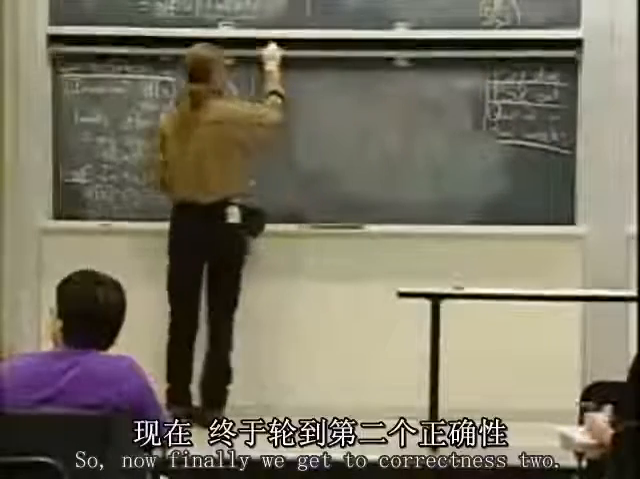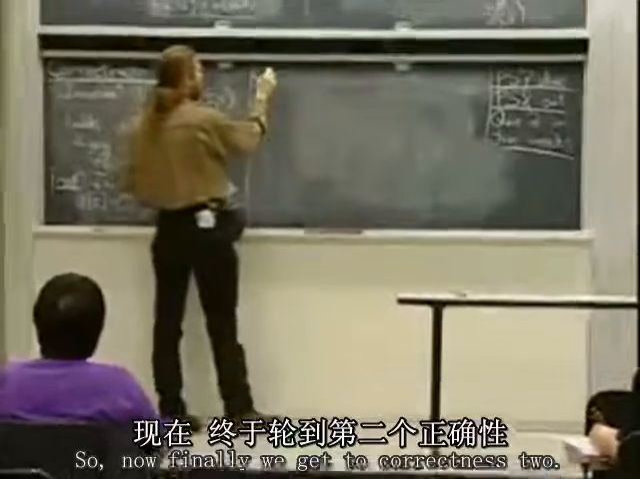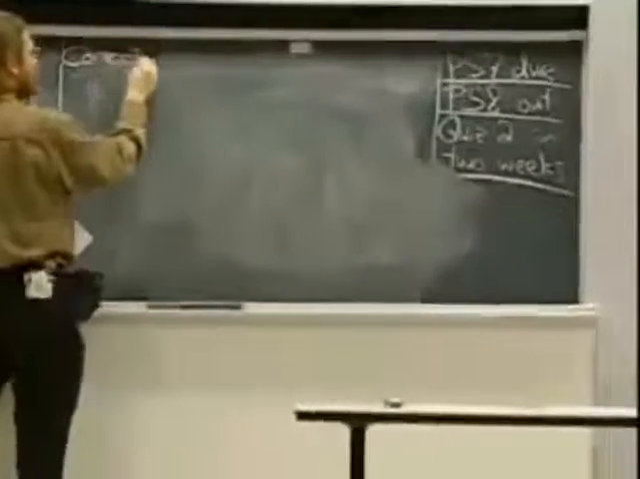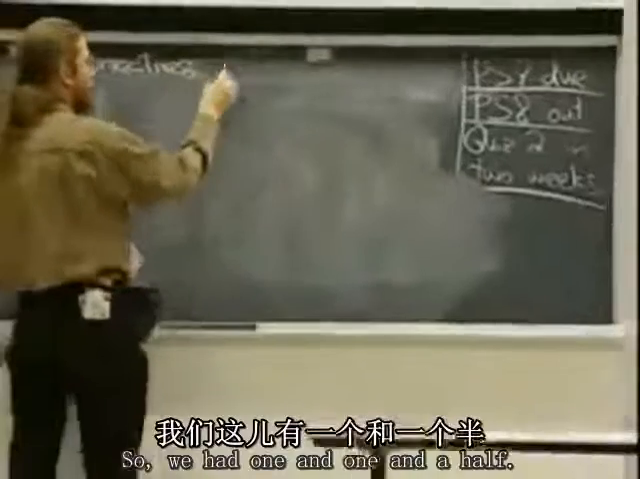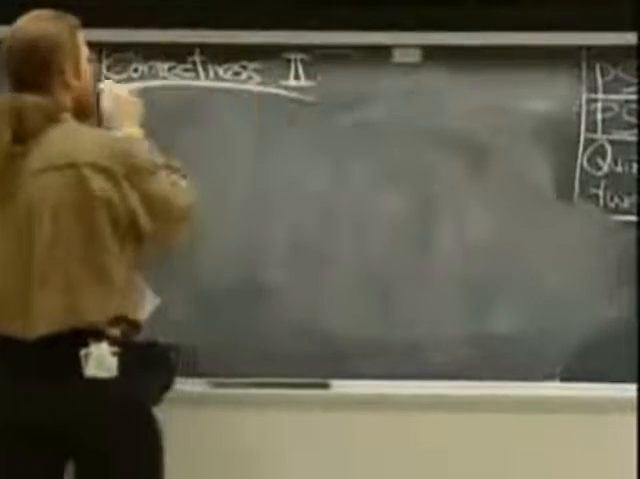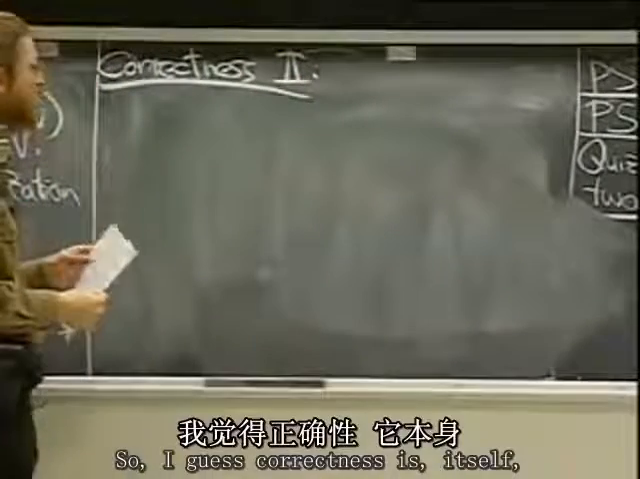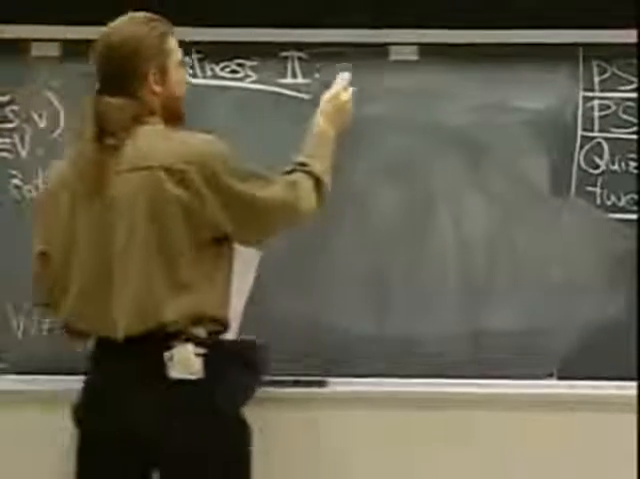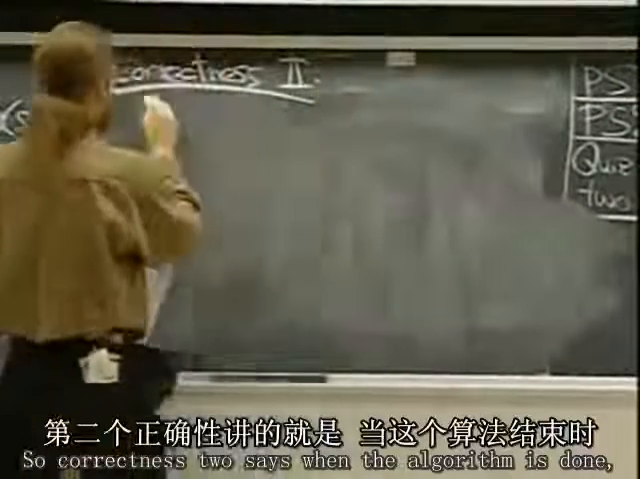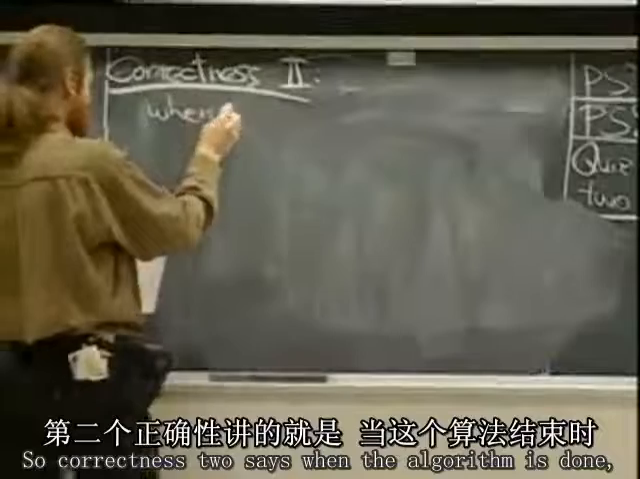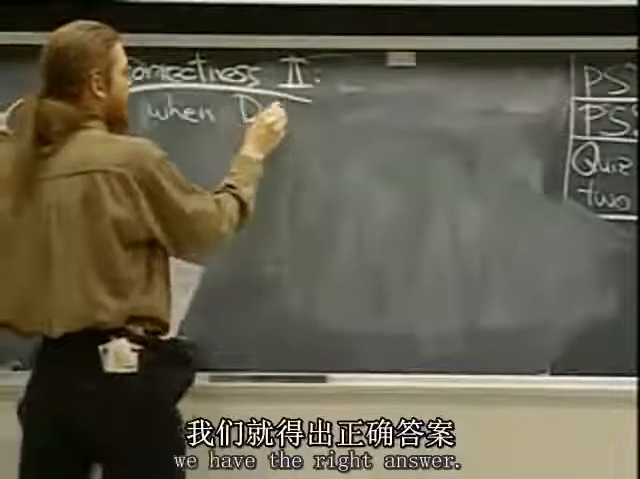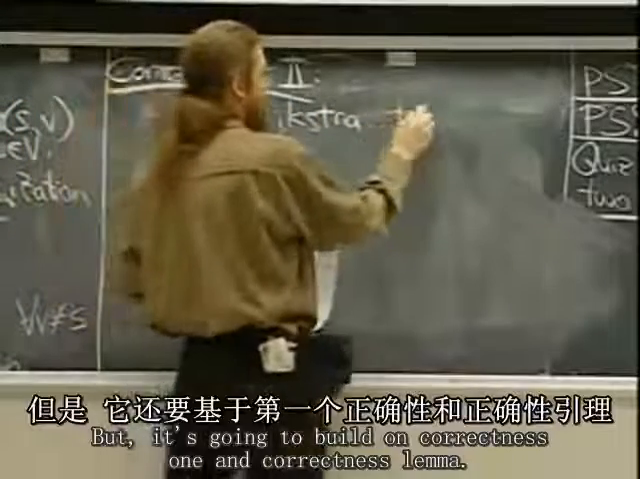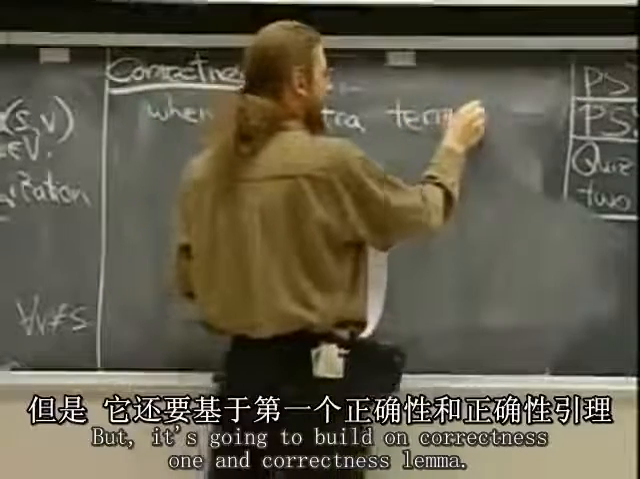So now finally we get to correctness 2. So we had 1 and 1.5. I guess correctness is itself a mini trilogy, a mini series. Correctness 2 says when the algorithm is done, we have the right answer. This is really correctness, but it's going to build on correctness 1 and the correctness lemma.